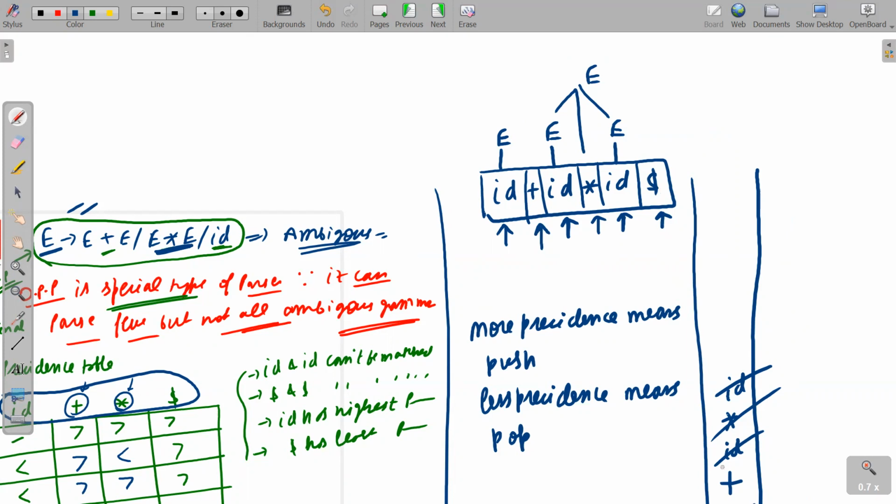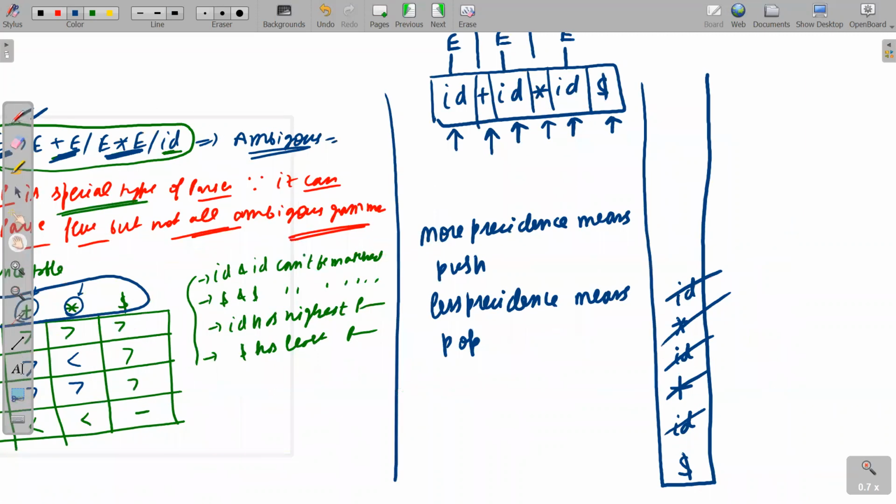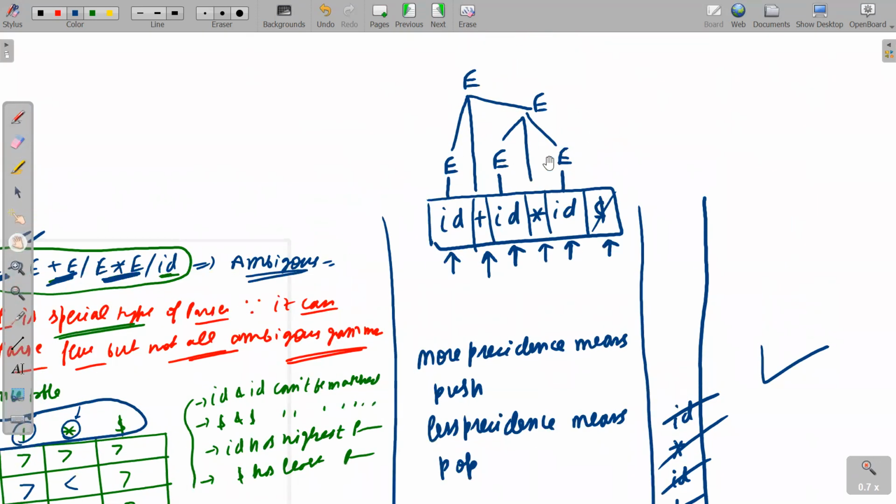Now next is dollar and plus. Dollar and plus are compared. Obviously plus has more precedence, so plus will be popped off. Popped off means E plus E is changed to E. So here also E plus E is changed to E. Now see, nothing is left, so dollar and dollar are compared, and we will say the string is accepted. Finally we have got this.